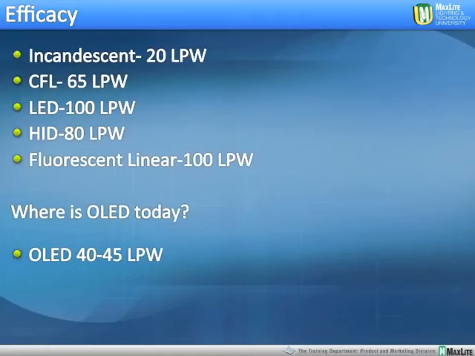Organic light-emitting diodes today is 40 to 45 lumens per watt. I've read some articles where it's at 50 and even 60 lumens per watt, but these materials are not commercially available today, so we're not including them. But today, commercially, we could actually pull out and purchase and apply 40 to 45 lumen per watt substrates.